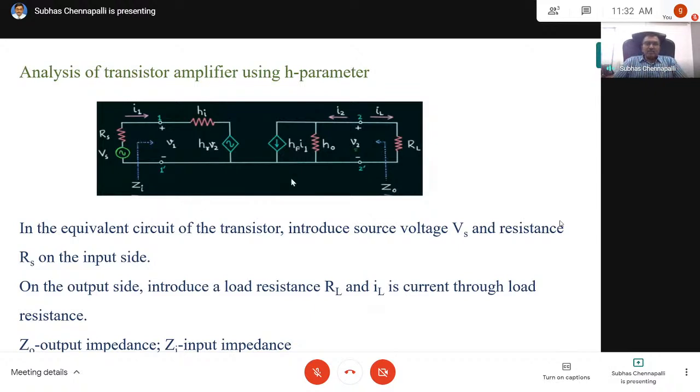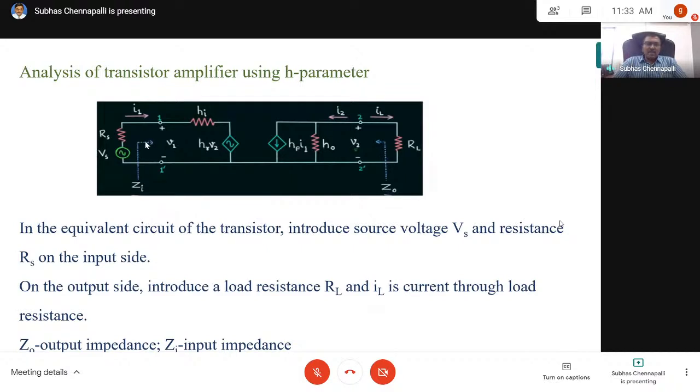This is I1, this is I2, okay. This is voltage source HRV2, this is plus minus V1, this is plus minus V2. Current flows inside, that's a part we have shown in the model. So IL is opposite to I2 that passes through the load resistance. When you see from here, it is output impedance. When you see from here, it is input impedance.